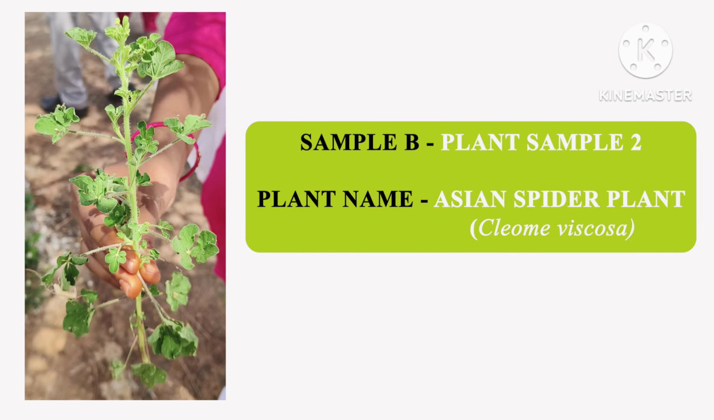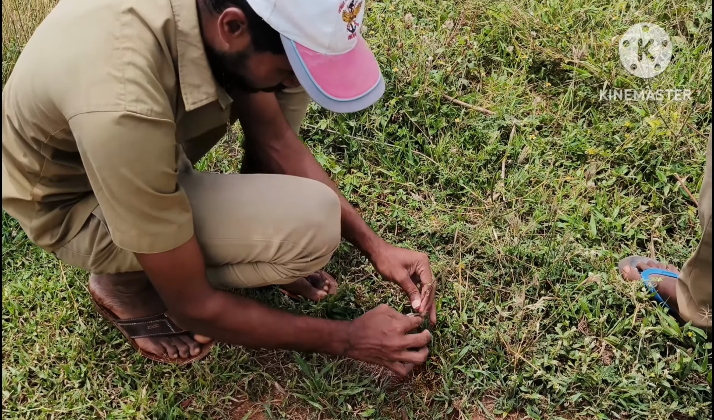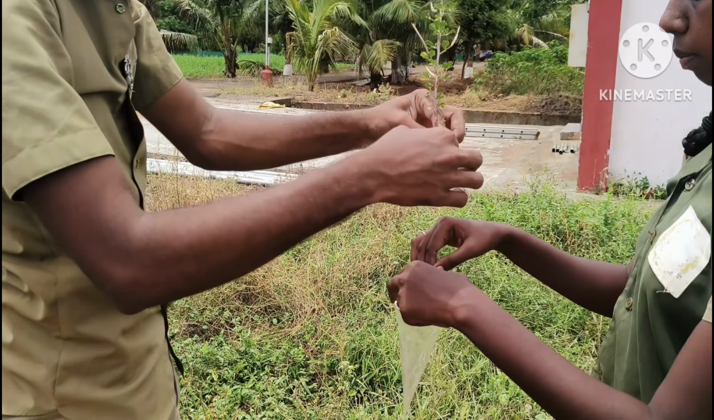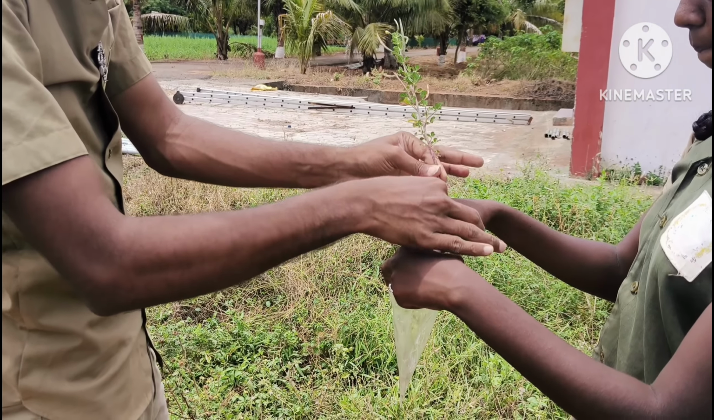Sample B, Plant Sample 2, Asian Spider Plant, Cleome viscosa. Soil from the rhizosphere region was collected. These plants were selected for isolation because they remain green under water stress conditions.